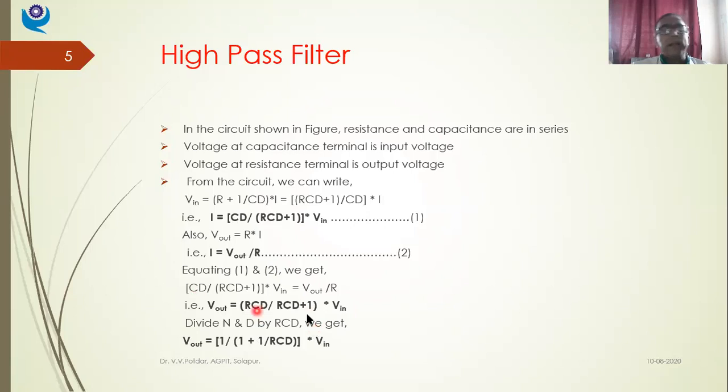Numerator and denominator, if I divide by RCD, it will not affect the expression as such, isn't it? So 1 upon 1 plus 1 upon RCD. That is what I get when I divide numerator and denominator by RCD. Entire bracket multiplied by V in. Have you done it?